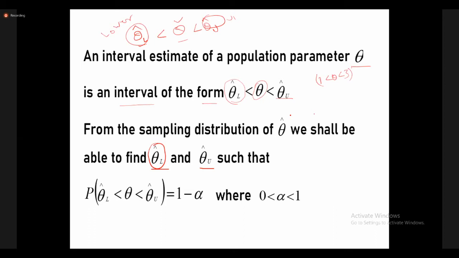And see here, the probability that theta L cap is less than theta is less than theta U cap is equal to 1 minus alpha, where alpha lies between 0 and 1. This means how much confidence you are telling. This is the confidence, the confidence level.